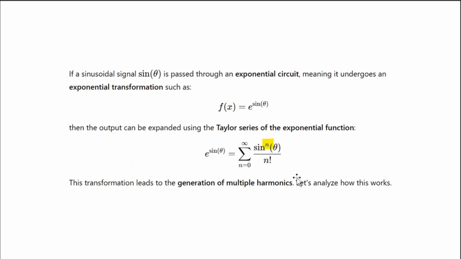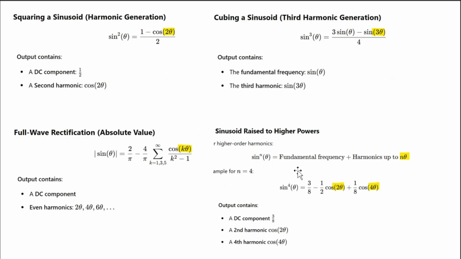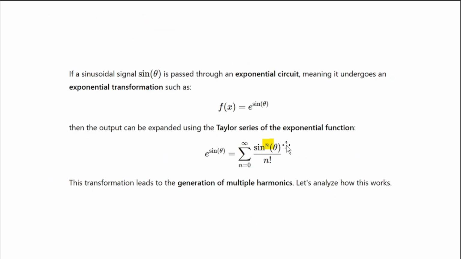And lastly, if we pass a sine signal through an exponential transformation, then this is how it looks. And then we can expand this exponential in a power series, which is also known as the Taylor series. And as you can see, this Taylor series is nothing but a power function. It's a summation of power functions of various sine terms, and hence it will generate multiple harmonics.